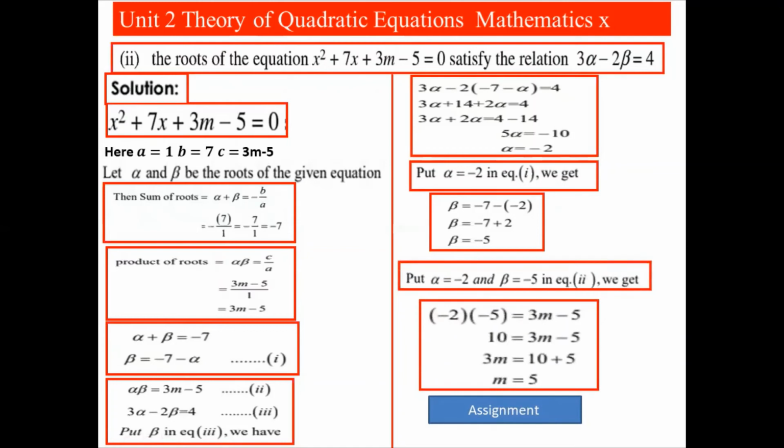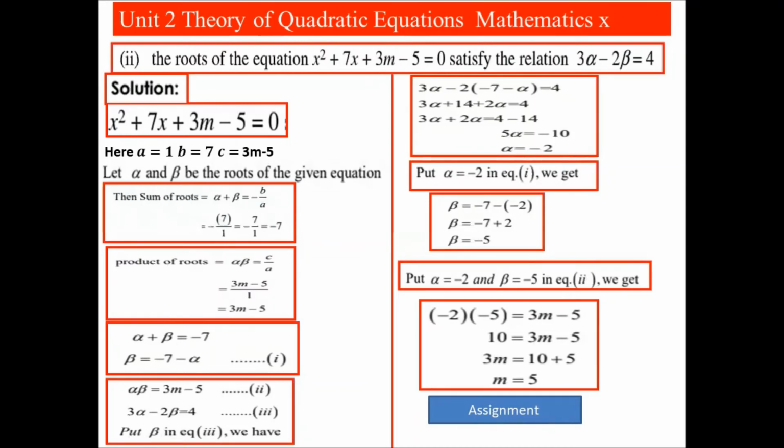is equal to 3m minus 5. So minus 2 into minus 5 is plus 10, and 3m minus 5. So we have to shift this to the right hand side of the equation. So 3m is equal to 10 plus 5, so 3m is equal to 15. So m will be equal to 5.